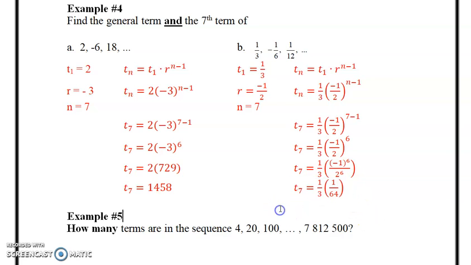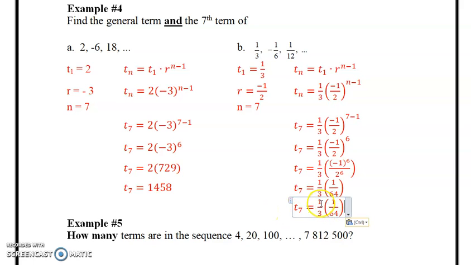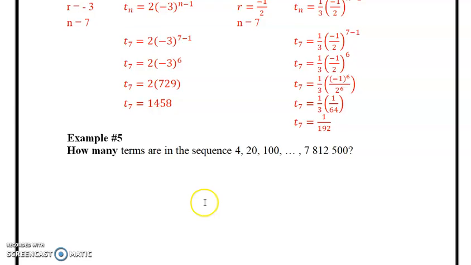The final step is just multiplying numerators and denominators. 1 times 1 is 1, 3 times 64 is 192. So our answer, the seventh term in the sequence, is 1/192. Yeah, so that's it. Again, you can check that if you want. I don't see it as necessary, but it will work. So that's example 4.